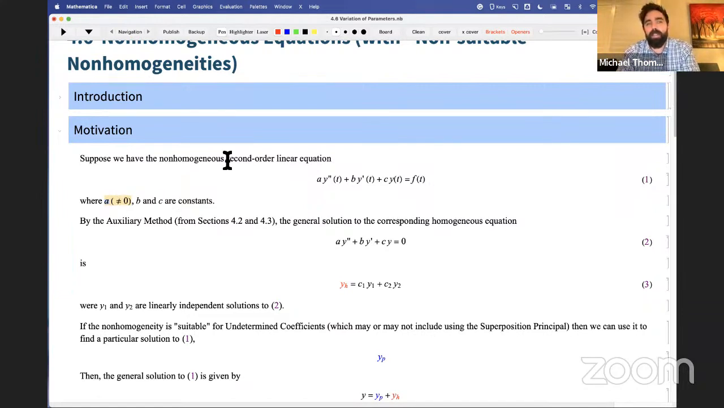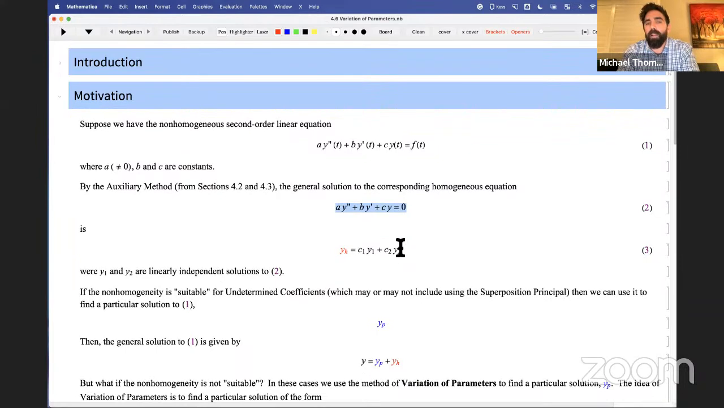So let's see. We can use the auxiliary method from sections 4.2 and 4.3 to find the general solution to the corresponding homogeneous equation. We can do this 100% of the time. We have a complete theory. All you have to do is follow that procedure and you'll get two linearly independent solutions, y1 and y2, and then you just slap constants in front of them. And then you have the solution to the corresponding homogeneous equation.